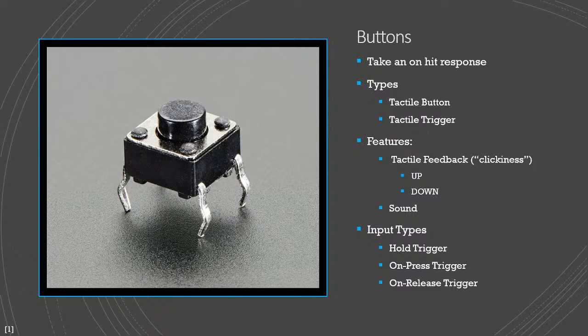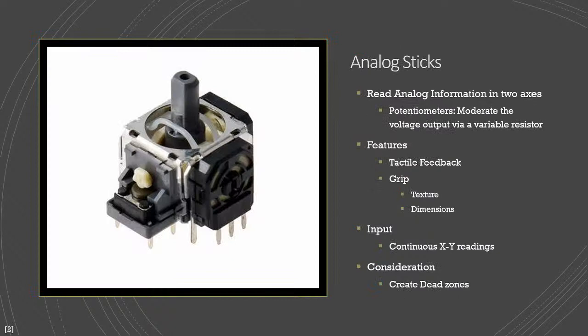So the input types of buttons are hold, on press trigger, and on release. Hold is just a constant check to see if it's being pressed down. On press only triggers when it's been pressed, and on release it will only trigger when released. So they have their own uses. We'll talk about it later in the demo, but those are the three major input types for buttons.